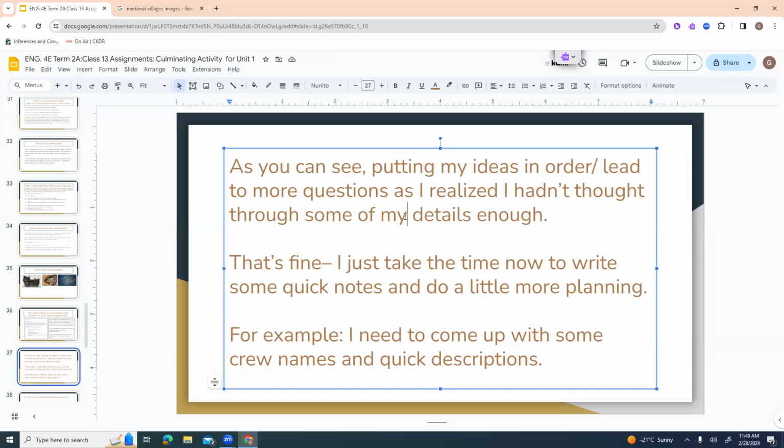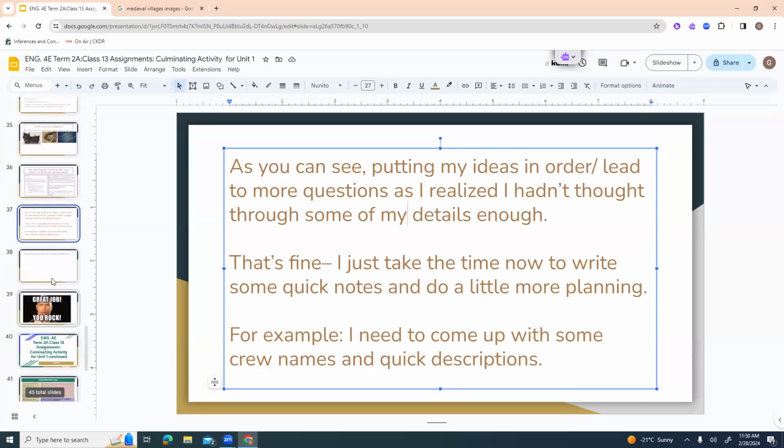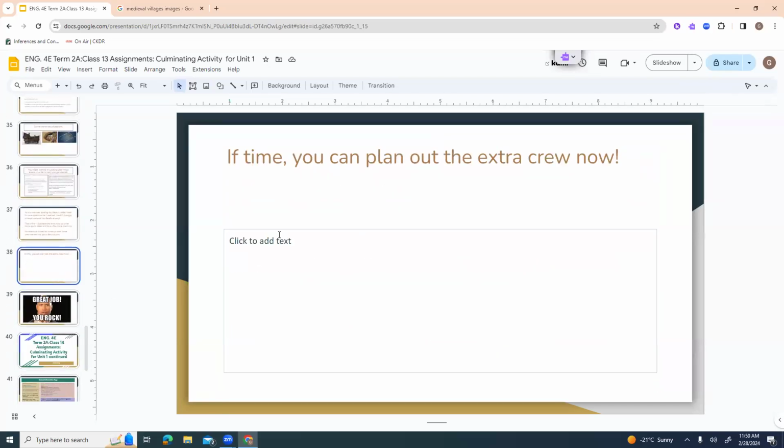And I don't want to have too many characters because, again, I only have a page and a half. So we don't really have time now because we're just running out of time here. But what I would do now is take a little bit more time and write out that crew. Give them some names, quick descriptions, quick list of their abilities.